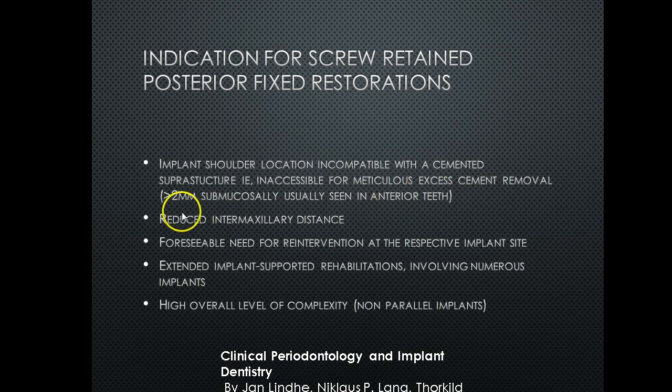So in cases where there's a 2 millimeter submucosal depth, which you usually see in the anterior teeth, you might have the margin underneath, and that could lead to leakage of the cement and then cause inflammation. Also, an indication would be if you don't have enough intermaxillary distance. We talked about how you need at least 5 millimeters or greater when doing cement retention. So if you have less than that, an indication would be to go with the screw-retained route.